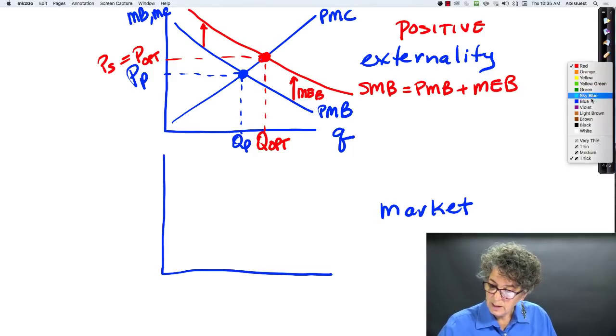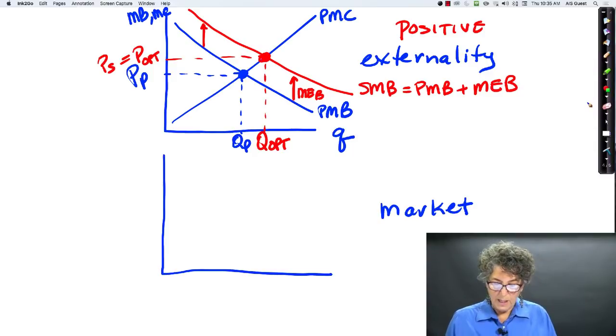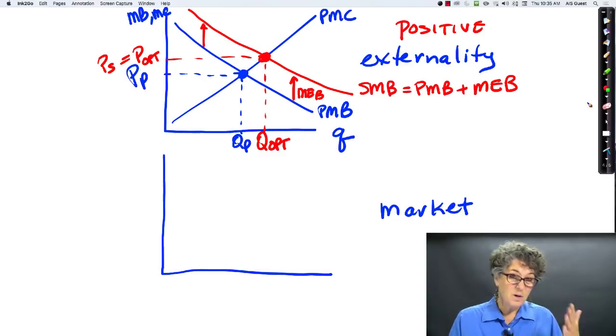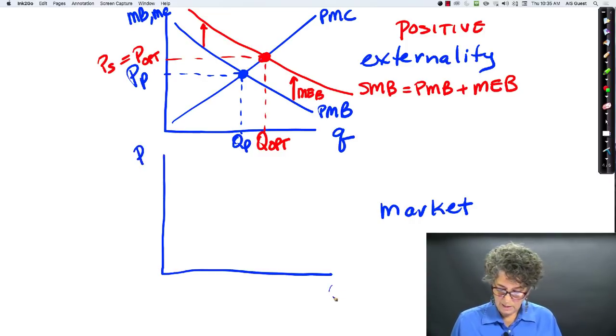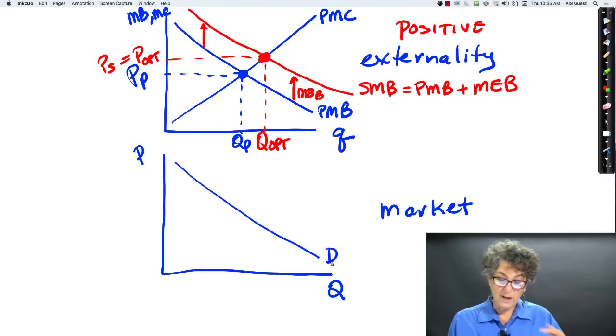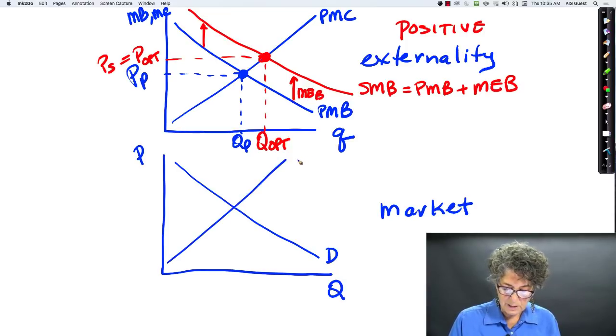So now we want to look at the bottom graph, which is the market. So now let's see what are the market forces that we can bring to bear so that the market generates this socially optimal quantity. If the market was left to its own devices, it would look like our usual market. So we would have a downward sloping demand curve that's frankly the same as that private marginal benefit curve. We'd have an upward sloping supply curve that's the same as that private marginal cost curve.